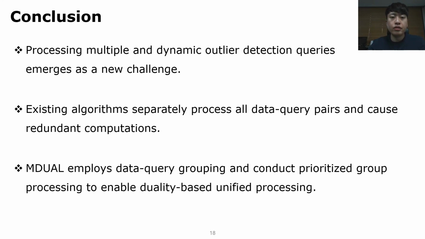So let me conclude this presentation. Processing multiple and dynamic outlier detection queries is a very important problem and can be applied in many applications. But existing algorithms separately process data-query pairs and cause redundant computations. So we proposed duality-based unified processing, enabled by data-query grouping and prioritized group processing techniques. So we could achieve less computation time and also less memory consumption to process multiple and dynamic outlier detection queries.